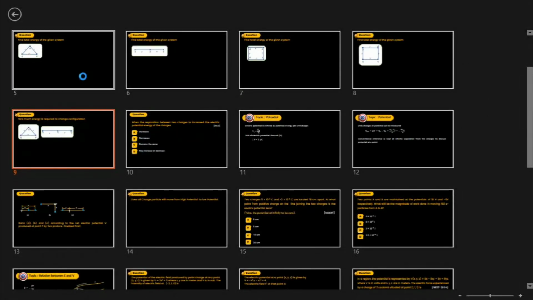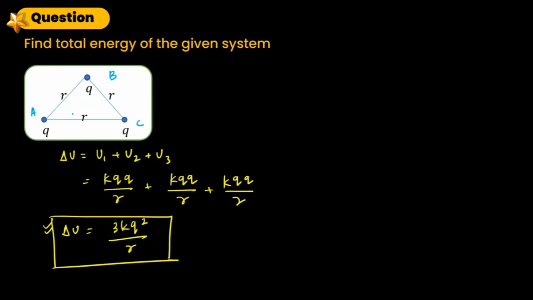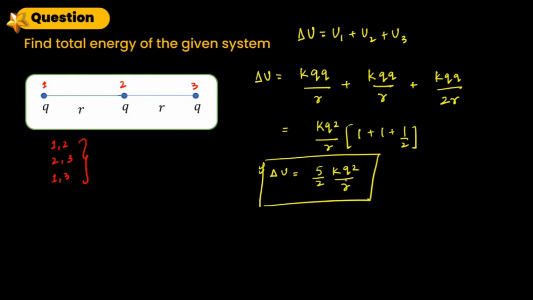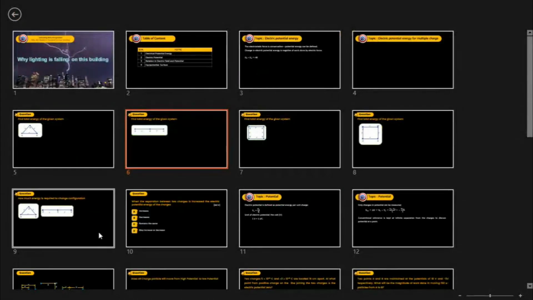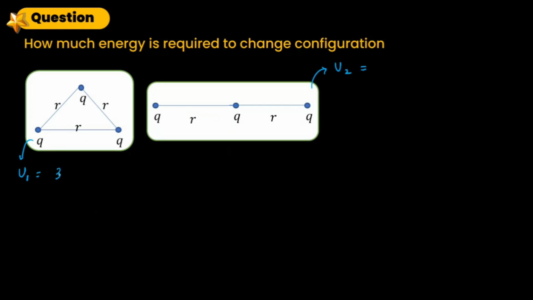We have already found the energies of these two figures in two different questions. The energy of this configuration is 3 kq square over r, whereas the energy of this configuration is 5 by 2 kq square over r. We'll simply substitute the values here. Now just look at the values of u1 and u2 and tell me whether the potential energy of the system has increased or decreased from the first to the second configuration.